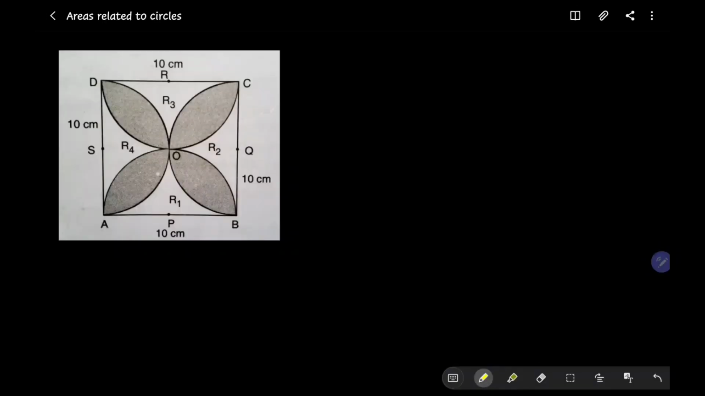This third problem is a very famous and important problem also. As you can see in the diagram, to get the area of the shaded region, we need to subtract the regions in white from the square. These regions are R1, R2, R3 and R4. So let us obtain these 4 regions first.